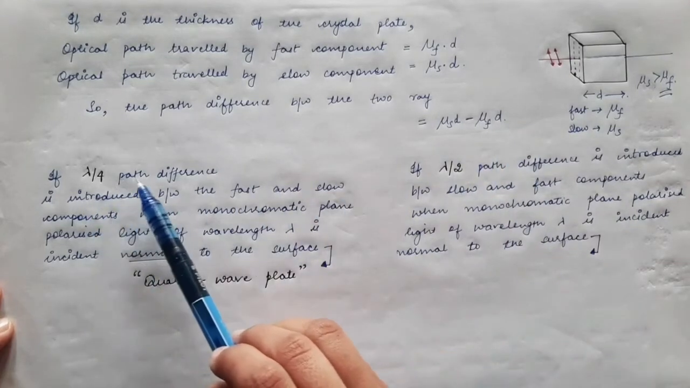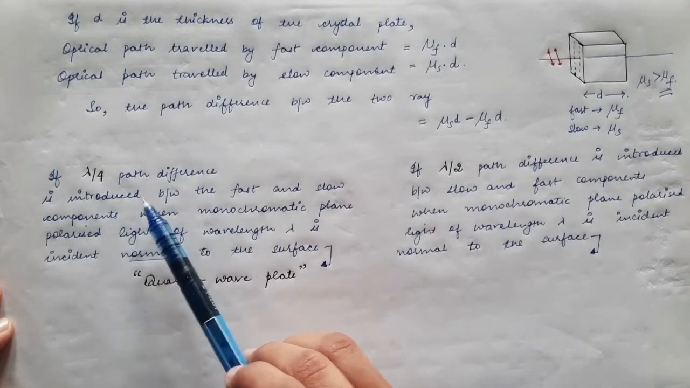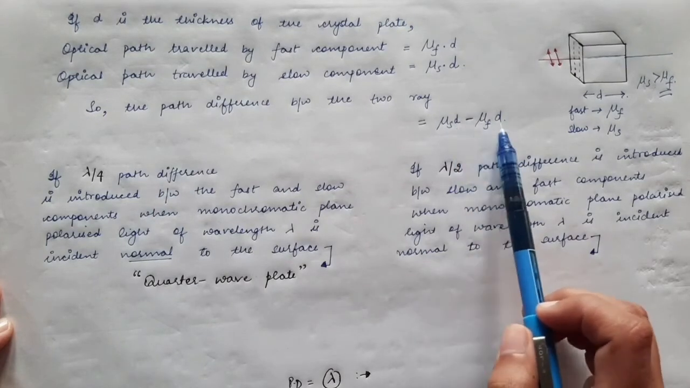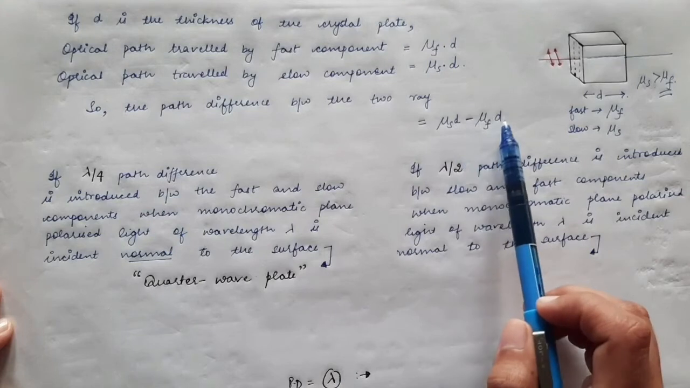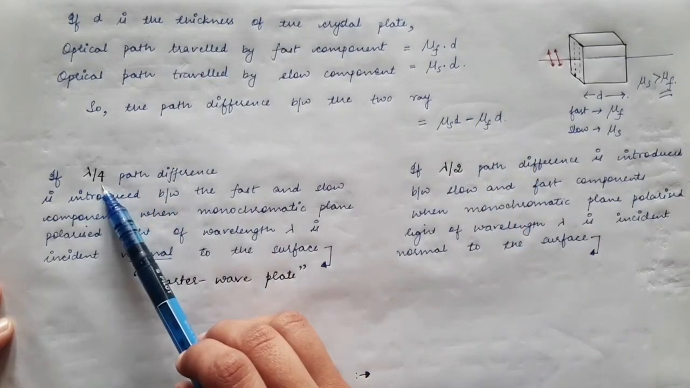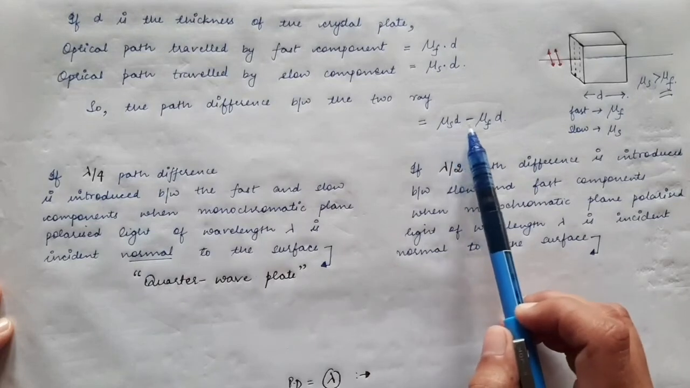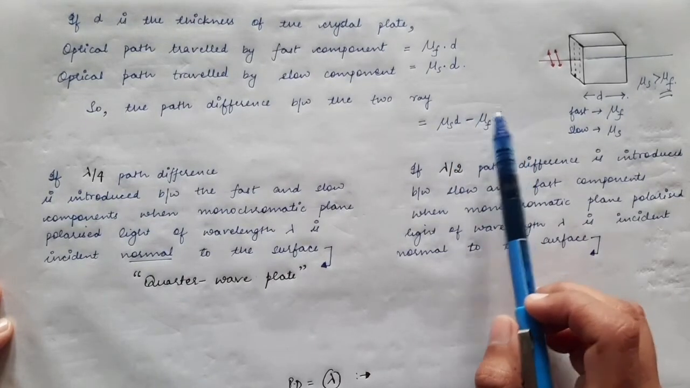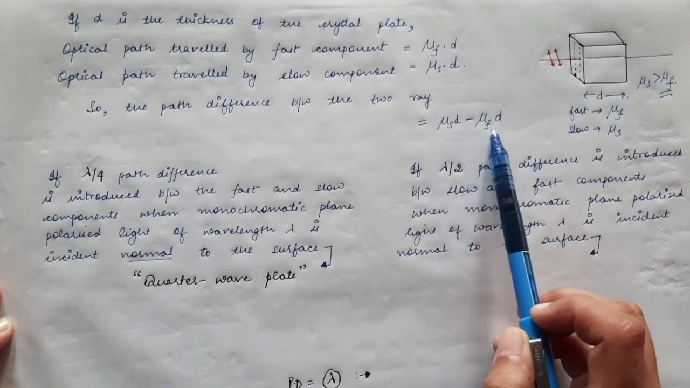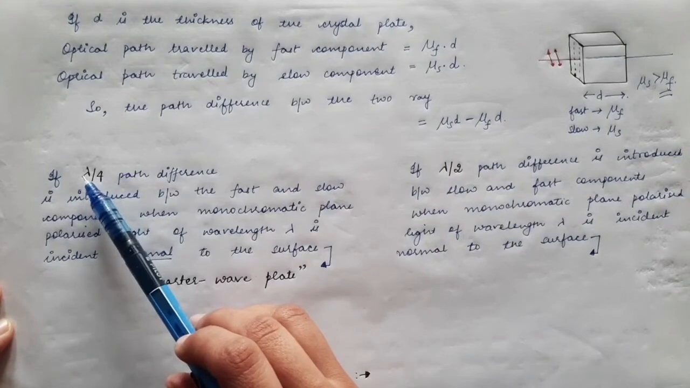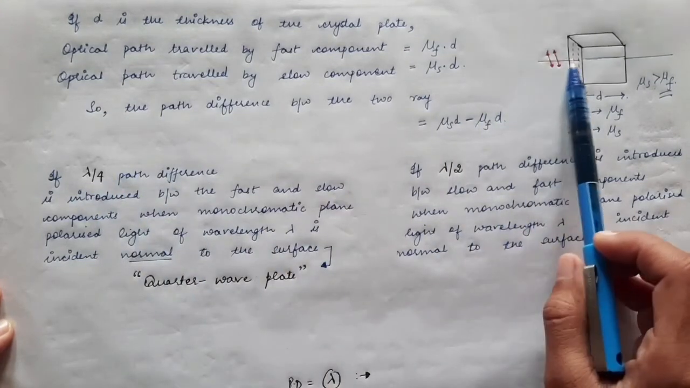So if lambda by 4 path difference is introduced, we take this d, we fix this thickness d in such a manner that this path difference comes out to be equal to lambda by 4. So if we fix this thickness d in such a manner that mu s into d minus mu f into d comes out to be equal to lambda by 4. Now lambda is the wavelength of the incident light.